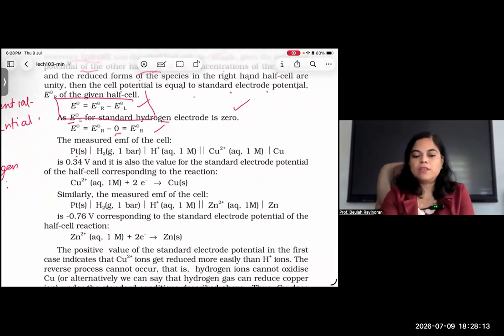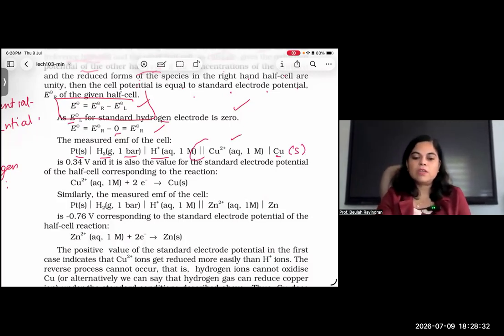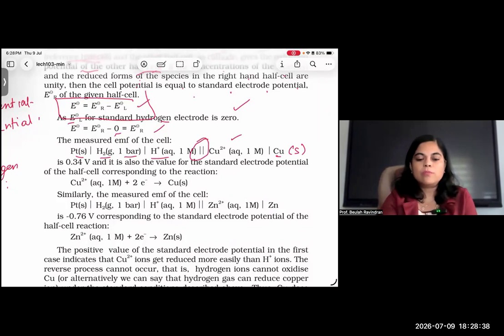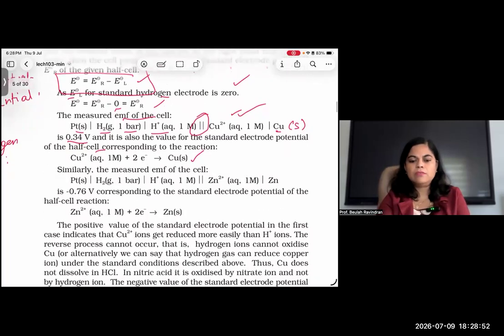Platinum solid, hydrogen gas under 1 bar pressure becomes hydrogen aqueous by releasing one electron, which is attracted by the copper 2 plus ion. Now it becomes copper solid. In between there is a salt bridge. This is how the cell reaction takes place. The measured EMF of this particular cell is 0.34 volt, and it is also the value for the standard electrode potential of the half cell corresponding to this reaction.